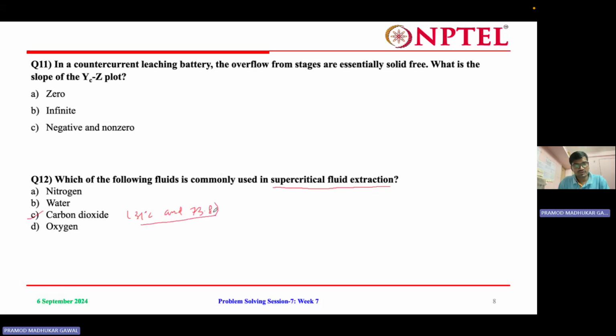Now this CO2 is more compatible for the extraction of solute from the solid.